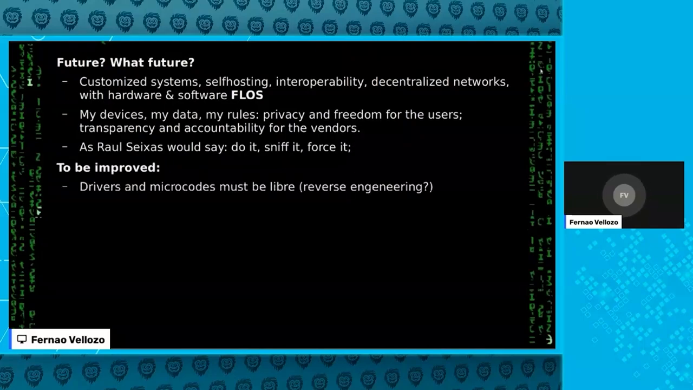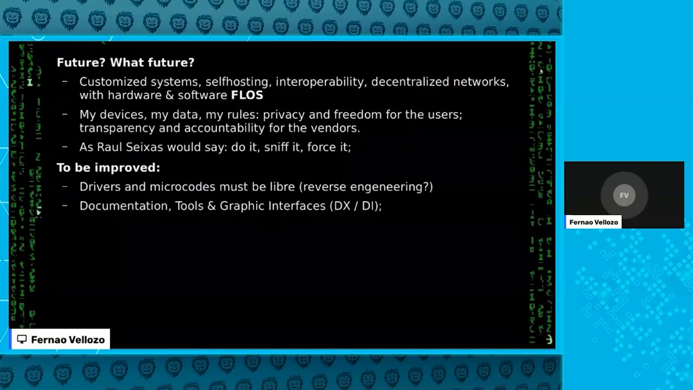And what should be improved in that? We should have drivers and microcode that are libre, even if by reverse engineering, since there are only business justifications for not having that. After all, as Linus Torvalds says, show me the code, and if you don't show me the code, you can't be trusted. We should improve the documentation, because there are a whole bunch of devices that haven't been documented yet.